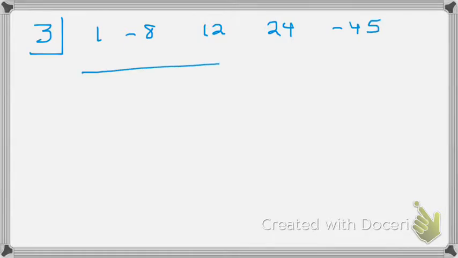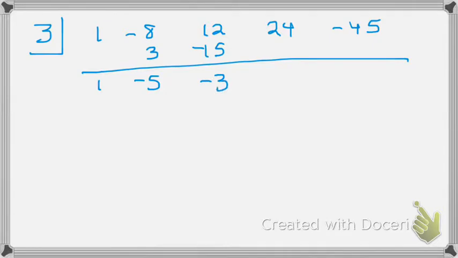Okay, so my coefficients are 1, negative 8, 12, 24, and negative 45. No powers missing, so I don't need to insert any zeros. So bring down the 1. And 1 times 3 is 3. Negative 8 and 3 is negative 5. Negative 15. Negative 3. Negative 9. What's 24 minus 9? 15. 15 times 3 is 45. 45 and negative 45 is 0.